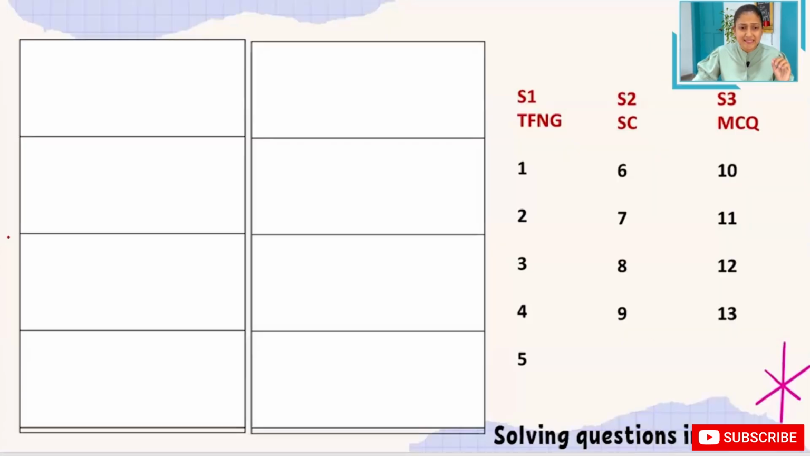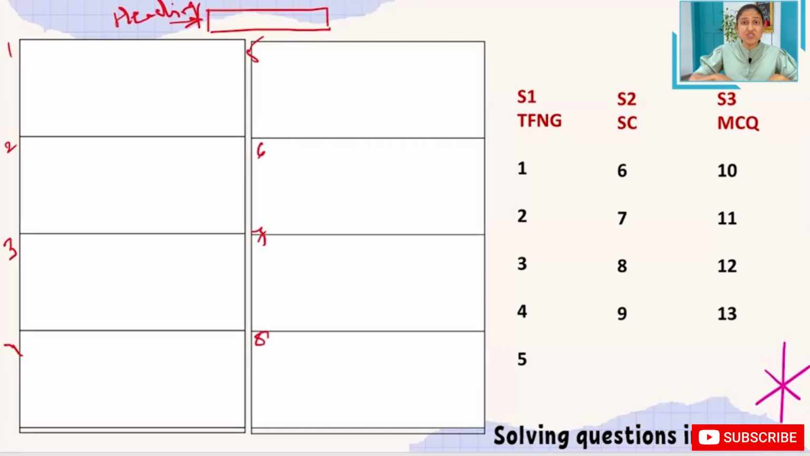Now, to just take a sample, let's say that this is your passage and here is the heading. This is your heading, okay? And this is your passage. And it has roughly 8 paragraphs, okay? Let's say paragraph 1, 2, 3, 4, 5, 6, 7 and 8. There are 8 paragraphs to this passage. Understand that we are just taking a sample, okay?